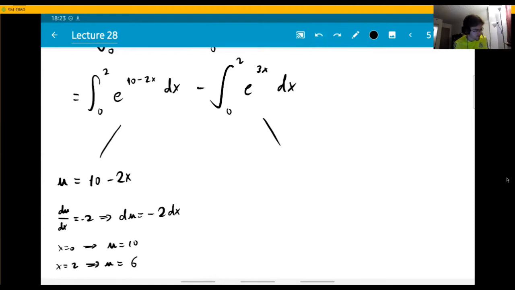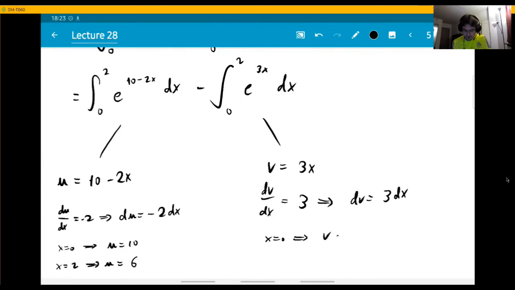All right. Now let's work with the other one. v equals 3x here. Use the exponent, the linear function of x, as your new variable. So dv dx is 3. That's just a derivative, which means dv is 3 dx. And when x is 0, the value of v is also 0. Look here. You're just multiplying by 3. When x is 2, v is 6.